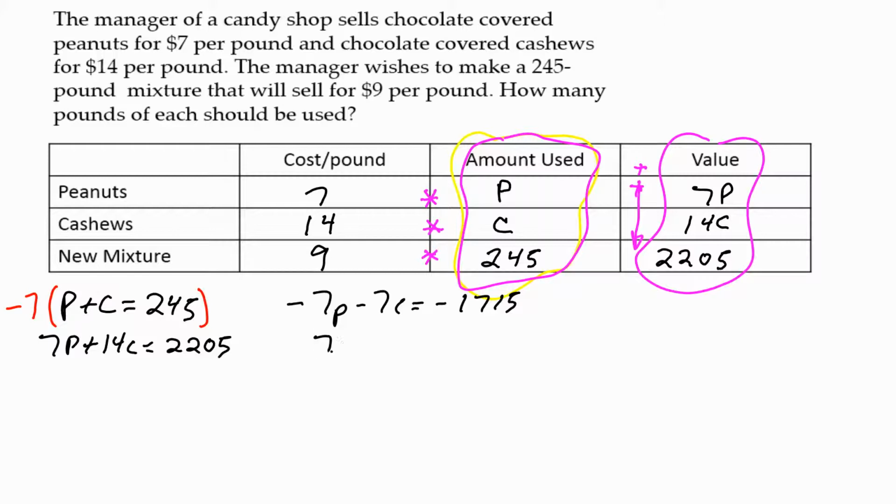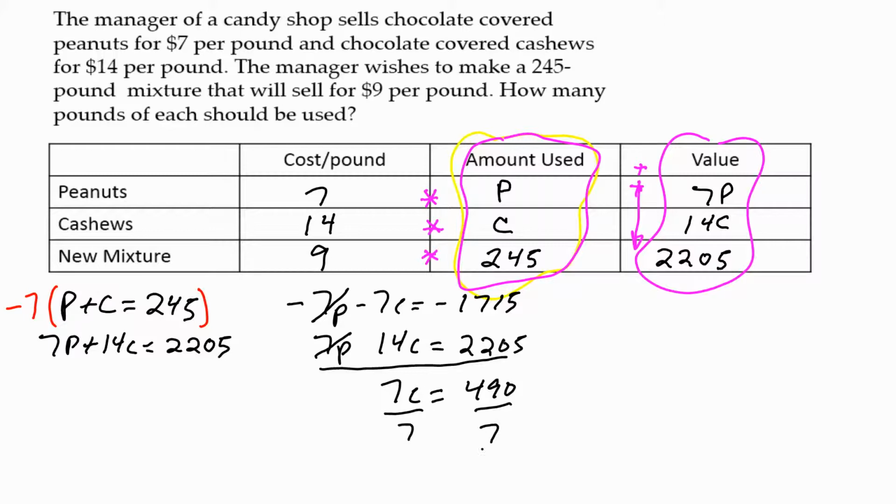And then we can simply bring over the second equation. At this point, the 7p and the -7p go away, and we're left now with one equation to solve. This gives us 7c equals 490. Divide both sides by 7. So c equals 70.